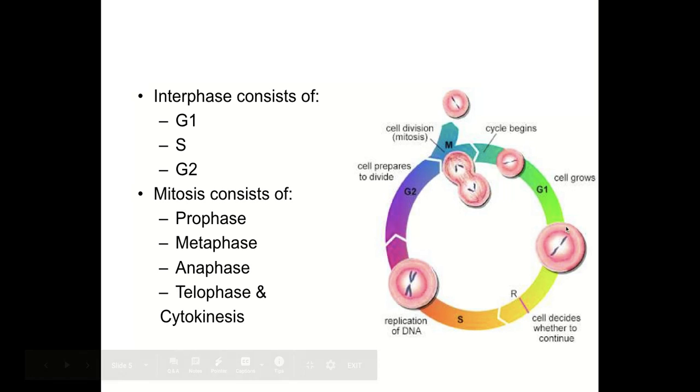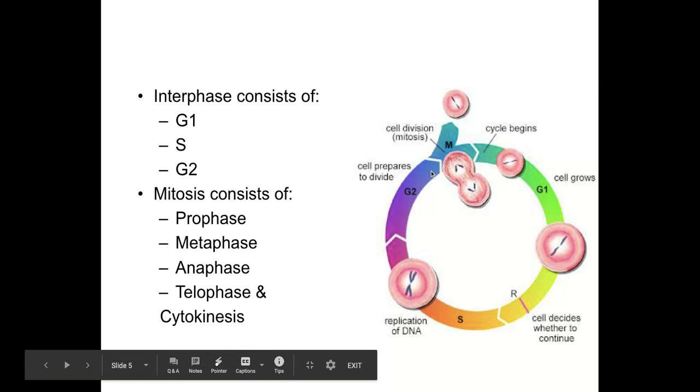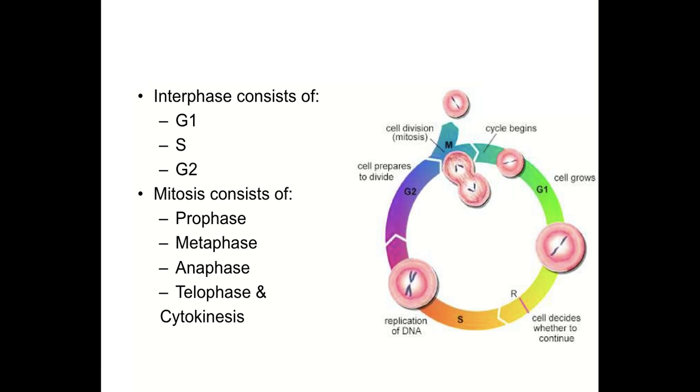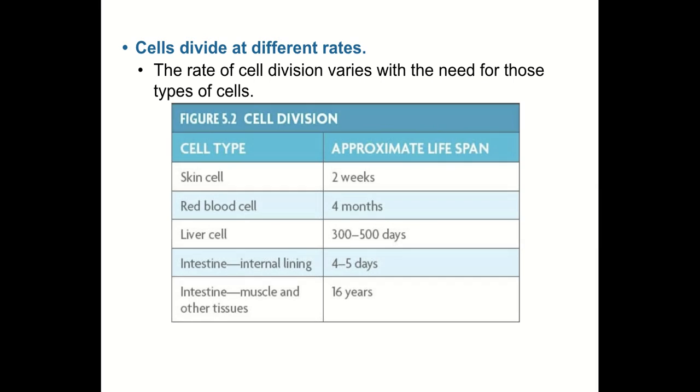So we can see here that the cell spends the majority of its time preparing for nuclear division, or to divide. We call that portion of time interphase. So G1, S, and G2 are all part of interphase. And then mitosis happens here and consists of prophase, metaphase, anaphase, telophase, and cytokinesis.